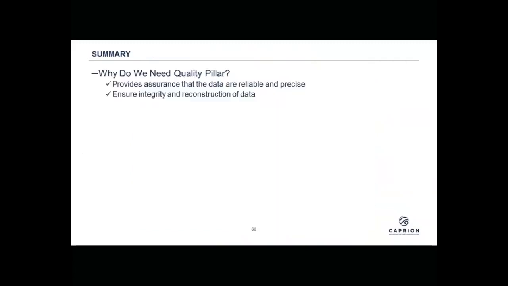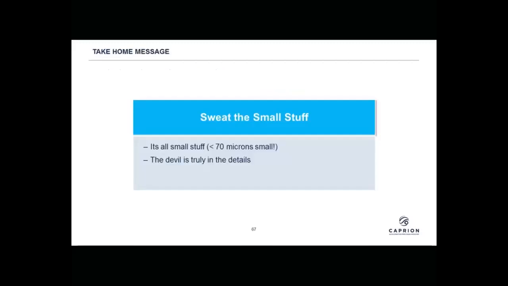And so just to summarize now, why do we need quality pillars? Well, it provides assurance that the data are reliable and precise, and we need to ensure integrity and reconstruction of the data. So all the quality pillars will allow us to do this. And then the take-home message is to sweat the small stuff. In flow cytometry, it's all small. It's less than 70 microns. And the devil is truly, truly in the details.